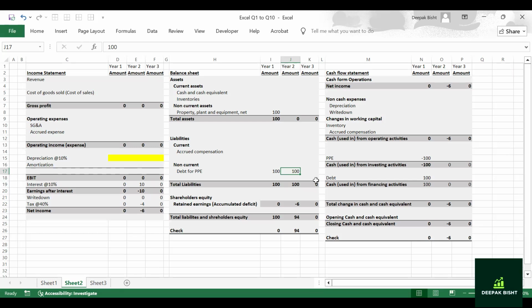And in the income statement, there is going to be a depreciation of 10%. 10% of PPE will be realized. Here it will be $10, $10 of depreciation. So this means the PPE will be reduced by $10 because of $10 in depreciation.